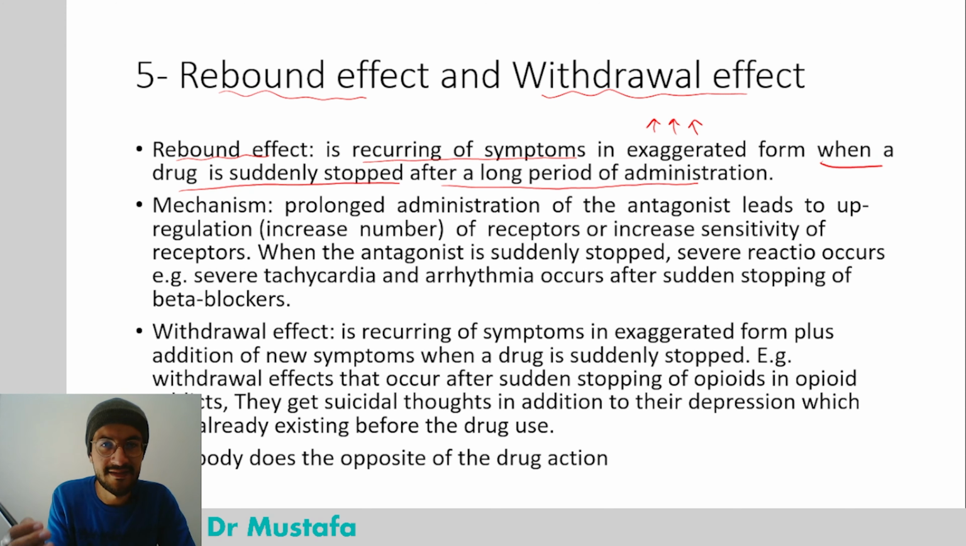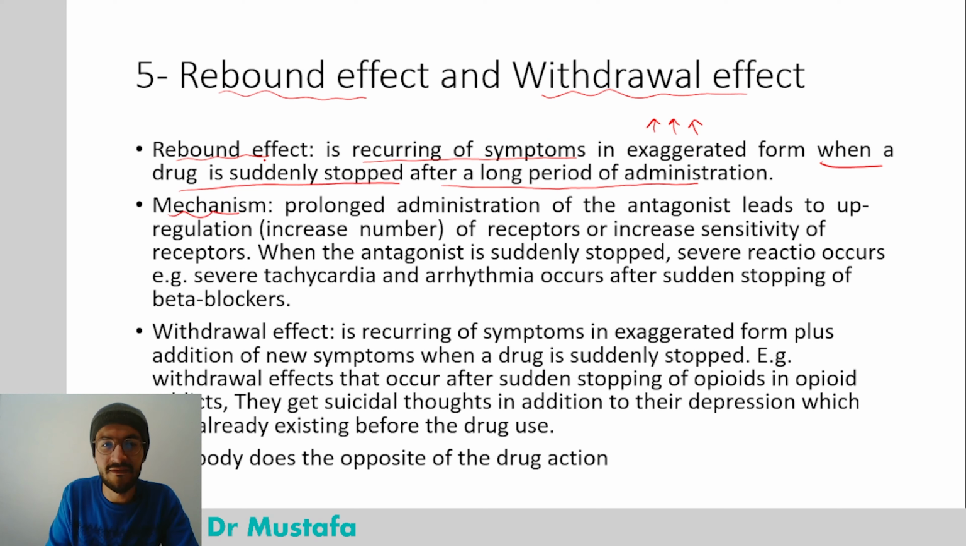So basically, let's say we have a patient that has high blood pressure. His blood pressure is higher than normal, and we gave him a drug, let's say a beta blocker, a drug that reduces the blood pressure. The patient used the beta blocker for a long time, and suddenly the patient stopped taking the drug. After that the patient had a hypertensive crisis, meaning his blood pressure is back to being high, but this time it is even higher than the blood pressure before using the beta blocker. So it is recurring of symptoms in exaggerated form when a drug is suddenly stopped.